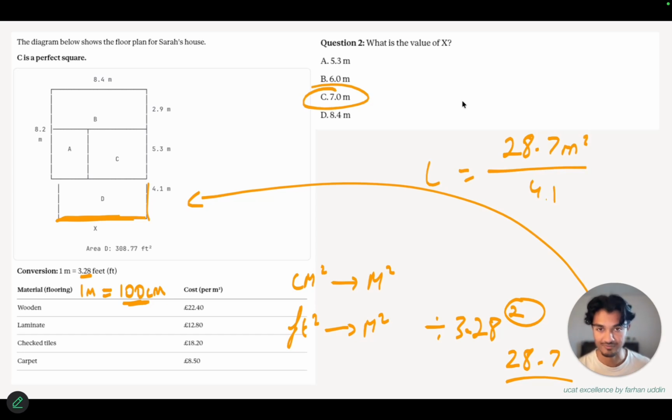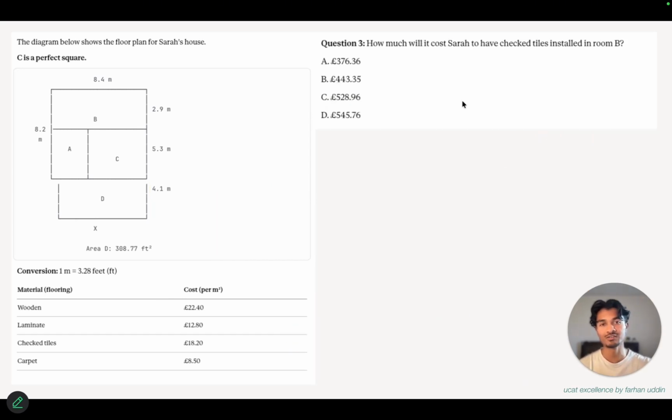answer of 7. So hopefully you can see here just how important the conversions can be and also understanding the foundations, the principles, the maths behind actually making these conversions happen because they make questions like this possible. Alrighty, let's move on to the next question.